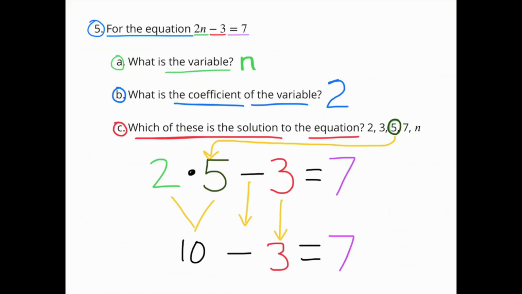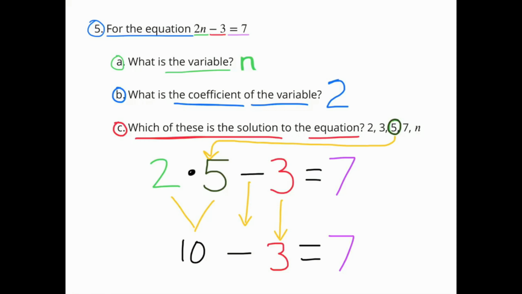Number 5. For the equation 2n minus 3 equals 7, A. What is the variable? In that equation, the n is the variable. B. What is the coefficient of the variable? The coefficient in this equation is 2. C. Which of these is the solution to the equation? 2, 3, 5, 7, or n?